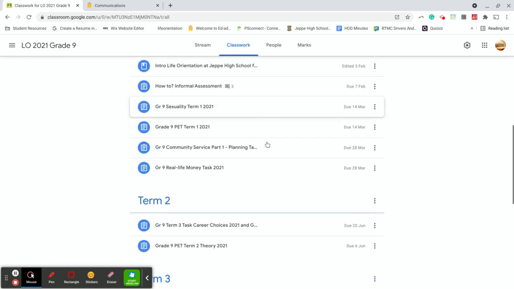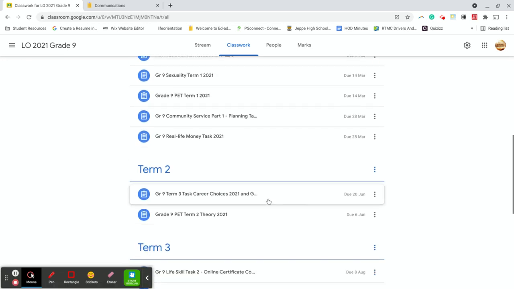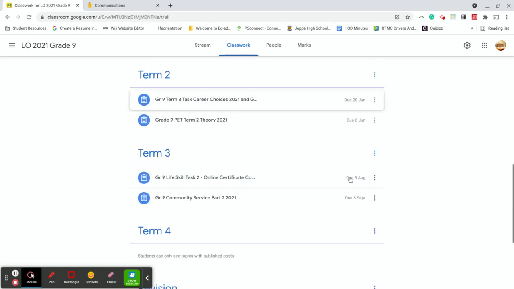Then you'll see term one, there's all the stuff that you've done there. For term two, you'll notice you should have known, boys, you were given a lesson in class. It was posted right at the beginning of term two. You have your tasks due this Sunday at midnight. Okay, so that's 20th of June. And as well as your PT theory term two. If that was due on the 6th of June, if you have not done it yet, please make sure that it's done. It does count for marks.